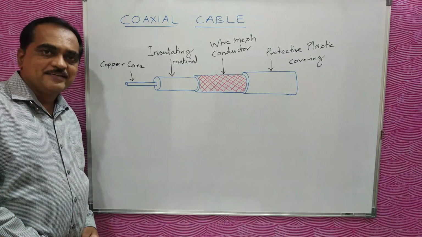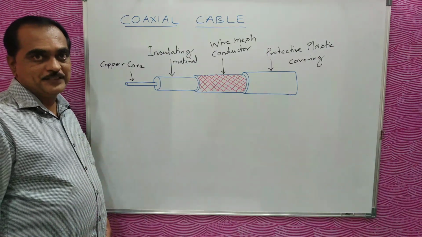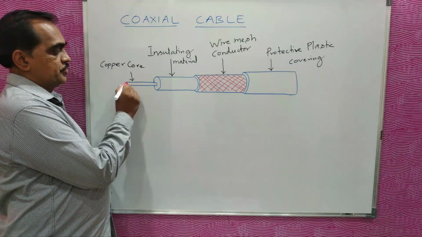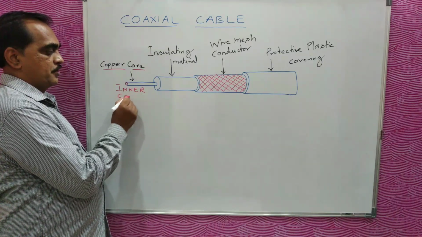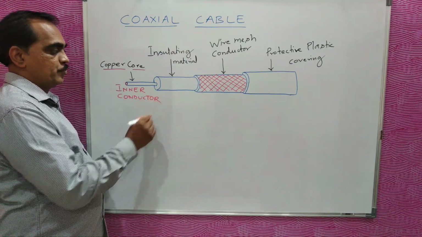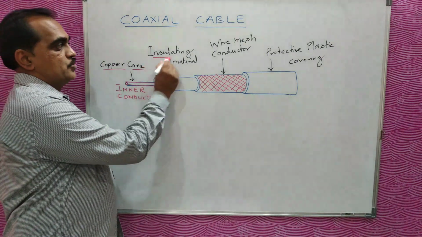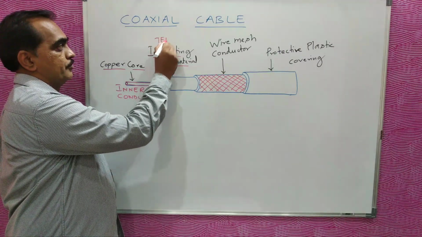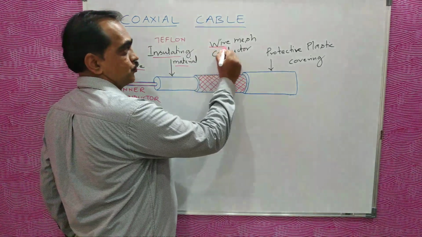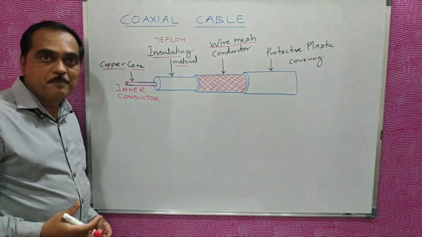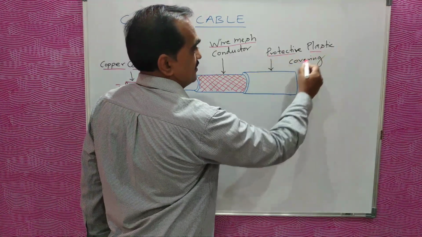Dear students, now we will see the second type of guided media, which is called coaxial cable. Now in this coaxial cable, the innermost conductor will be a copper core. This is the inner conductor, in which the main signal will be propagating. Upon that inner conductor, you are having an insulating material, which can be Teflon. Upon the insulating material, you are having one more conductor, which is called a wire mesh. It is a mesh of wire. So this is one more conductor. And upon that, you are having a protective plastic covering.